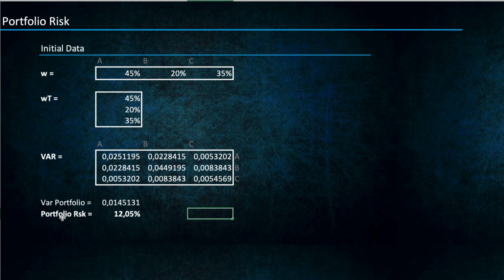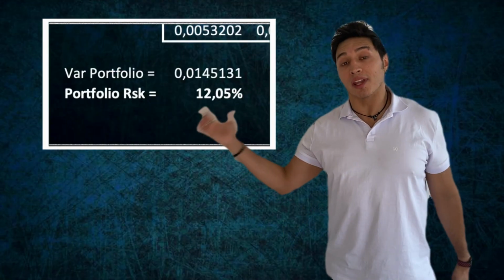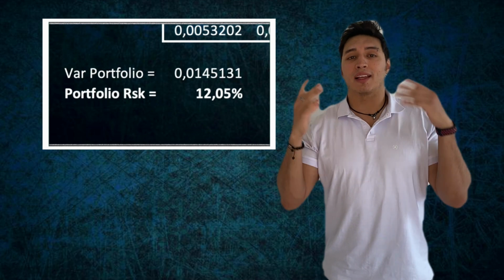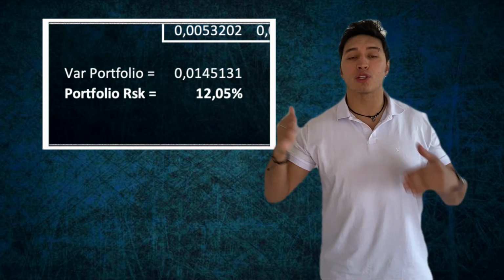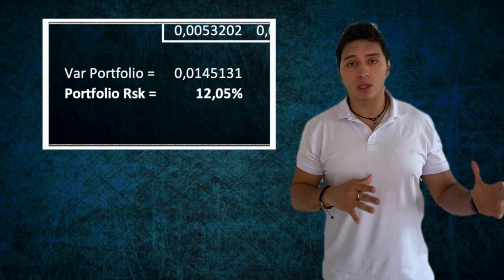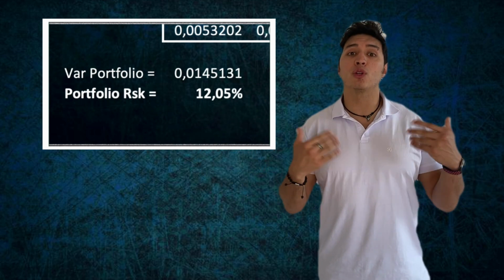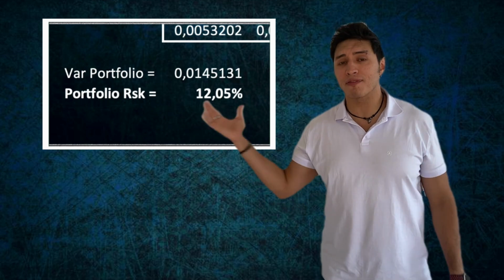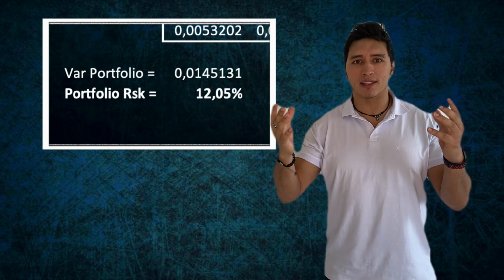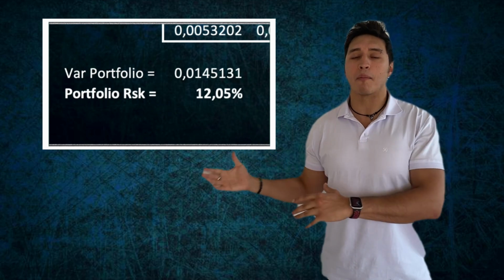The risk of your portfolio right now is 12.05%. So with this number, you are going to have your risk in mind. You know how to measure that or to compare that with other portfolios before you get into another investment. So it's really important that you have this risk and you use it and you know what this number means.